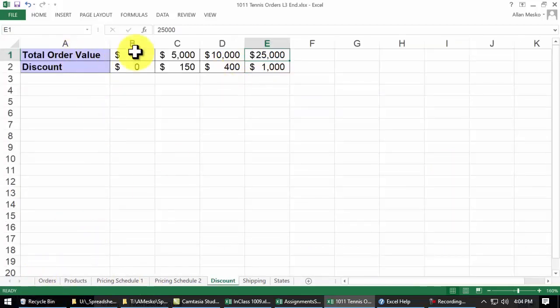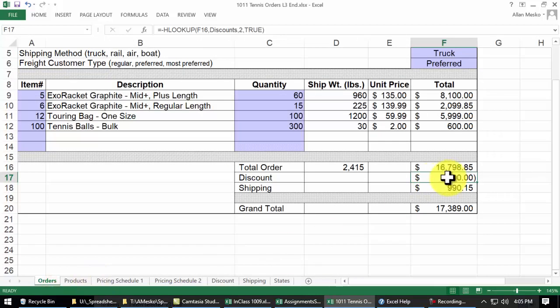And that would be a horizontal lookup, wouldn't it? And it would simply be horizontal lookup, row 2 is what we want back, and we'd want it to be an approximate match, wouldn't we? So that should be fairly straightforward. It just says, look up this number in F16, go to the discounts table, which is horizontal, give me what's in row 2, make it approximate. Oh, by the way, put a minus in front of it so that it subtracts it from their total.